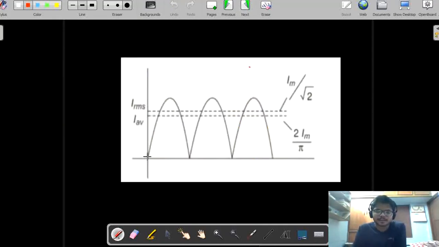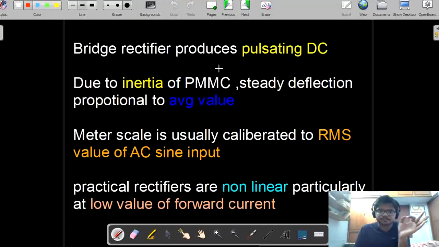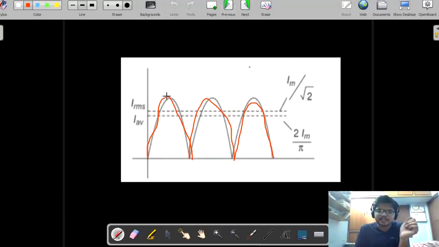See this diagram carefully. For the positive half cycle, my PMMC galvanometer will show plus minus. For the negative half cycle also, the same current will flow through my PMMC galvanometer. In such a manner, my current will oscillate through the PMMC galvanometer. Now, the bridge rectifier is producing pulsating DC. When it is passed through a low pass filter, we will get a constant DC.